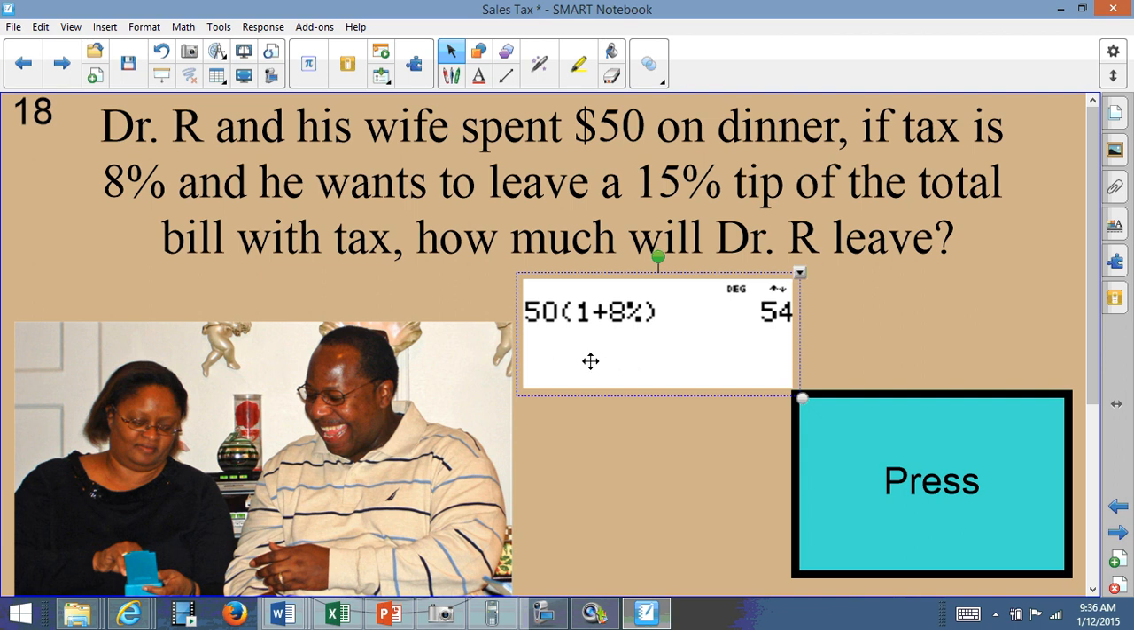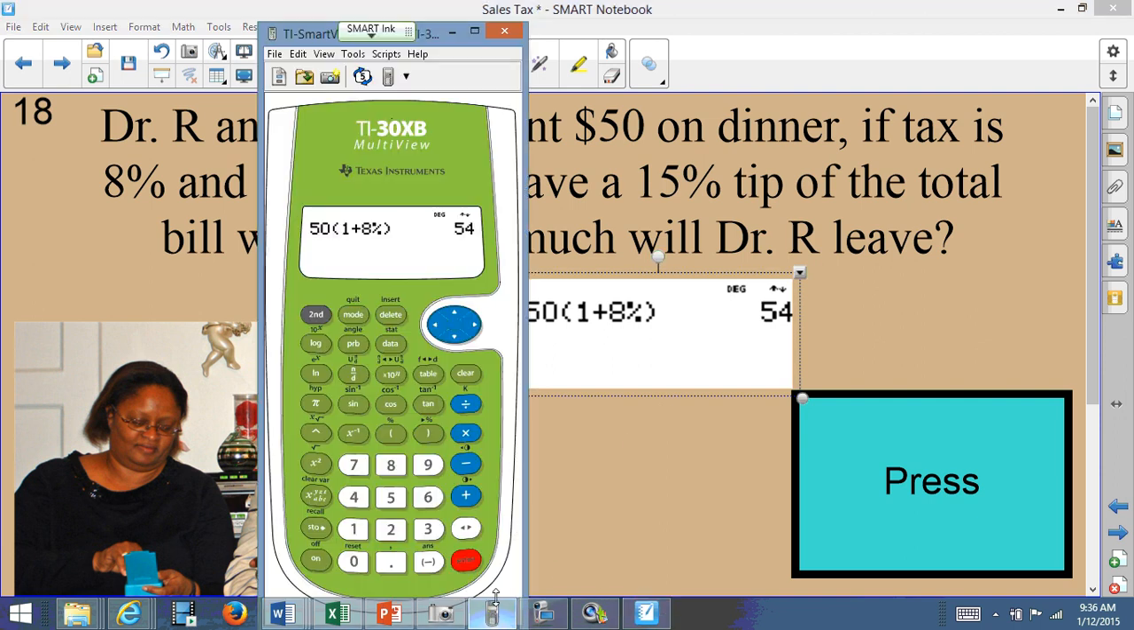Now that we know that, Dr. R wants to leave a 15% tip based on the $54 bill. So let's find our amount of tip. Just curious what he's going to leave the waiter. So let's clear everything. So $54 times 15%. Because if you remember, you multiply the price by the tip rate, and that'll give you the amount of tip. So he's going to leave the waiter $8.10.